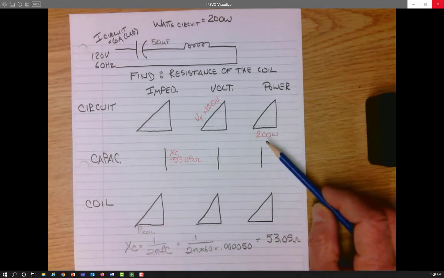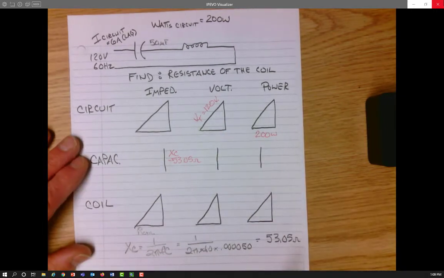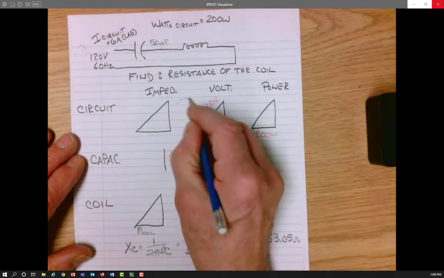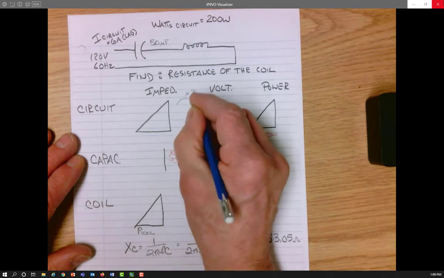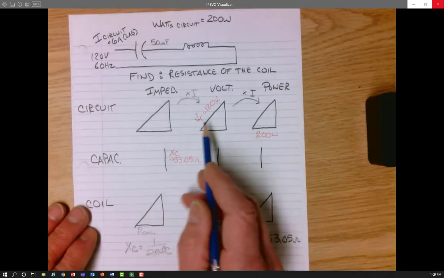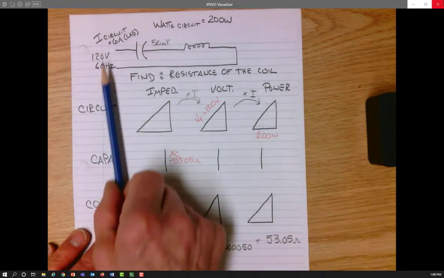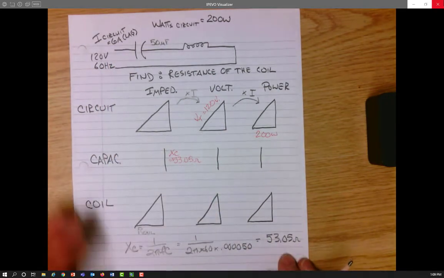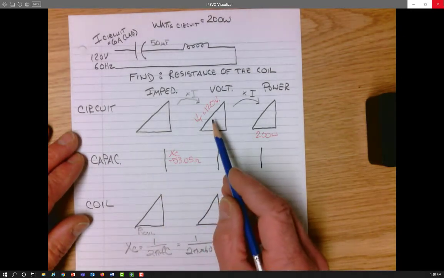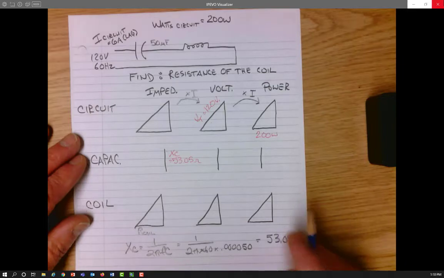So if I go to the circuit, I know that I have 200 watts. I also know that to go from one triangle to the next on series circuits, all I ever need to do is multiply by the current, if I know the current of the circuit. Multiply by the current to go from impedance to voltage, from voltage to power. We just multiply by the current of the circuit. A lot of times that's a value we have to find. In this case, we were given the current of the circuit, so we already know what it is. That makes moving between triangles here pretty easy. One thing I can do is take this total voltage times the current to give me the total VA.